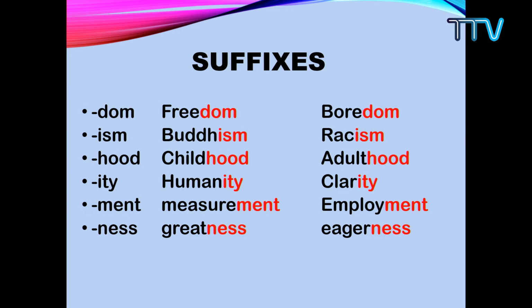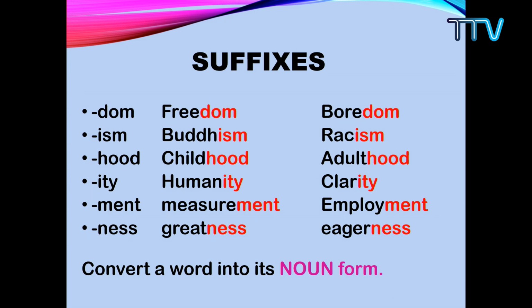Freedom, boredom, Buddhism, racism. Though all the suffixes are different, right? You have DOM, ISM, HOOD, ITY, MENT, NESS. But all these suffixes change the word into its, yes, did I hear noun? Very good. So they convert the word into its noun form. So you see freedom, Buddhism, these are all nouns.